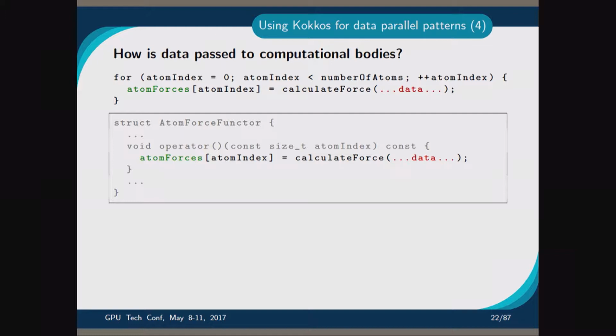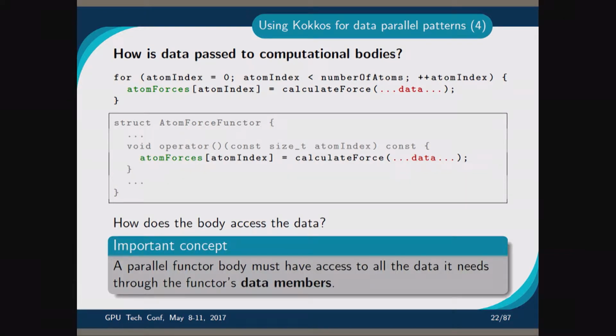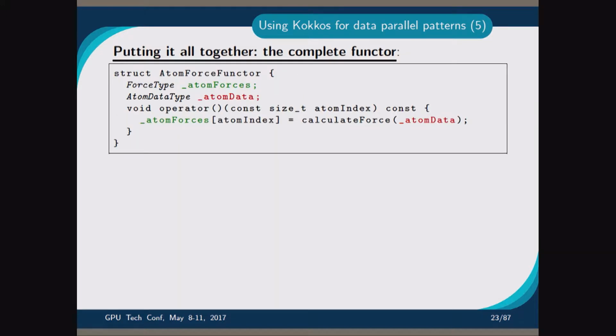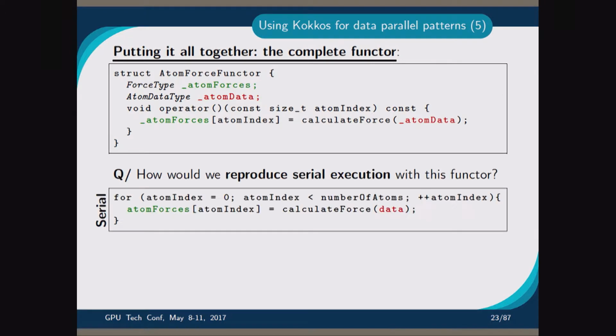So how do we pass the data into the computational bodies? In this case, there was the loop before, and you had some variables that were going to be used. Those variables have to appear. So the statement that you would show up here shows up here. And so these things actually have to be data members of the class. So Atom Forces is a data member of the class. That's a functor. So that's what a functor looks like. You've got some data members. You've got the operator that does the calculation, telling it which unit of work to perform.